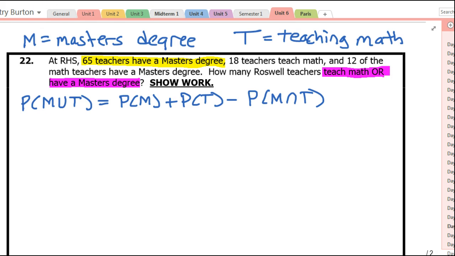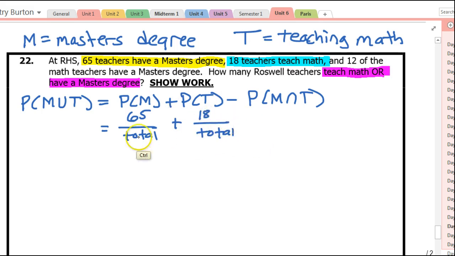Now, normally I would do the total, so target over total. So I would do 65 over the total. I don't know what the total is, so I'm just going to put 65 over the total for right now. 18 teachers teach math. All right, that's the T event. So 18 teachers teach math. So again, target over total for probability. Normally I would do 18 over total. And you know, I would say what the total was. Or if this was a percent, I could put 100.